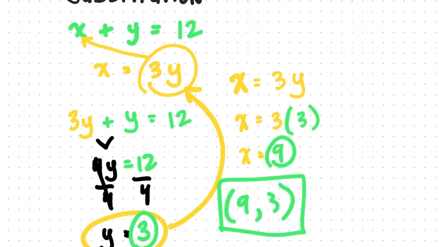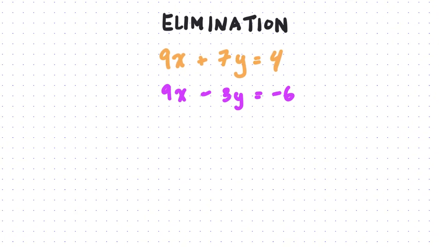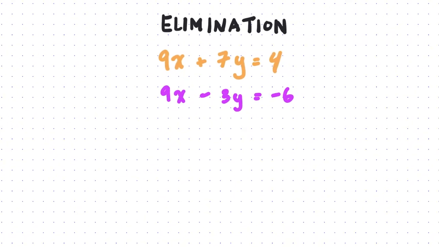Now, the final solution, or the final strategy rather, is called the elimination method. So let's take a look at this. I have two equations here. 9x plus 7y is equal to 4, and 9x minus 3y is equal to negative 6. Notice how these two equations are written in standard form, ax plus by is equal to c.